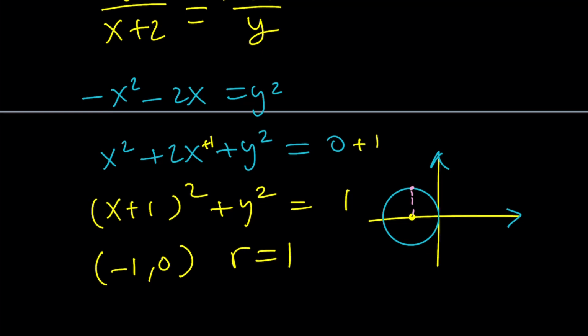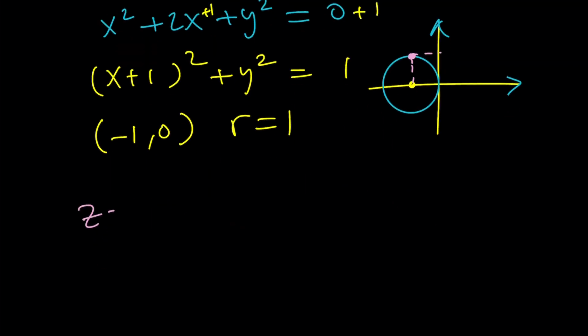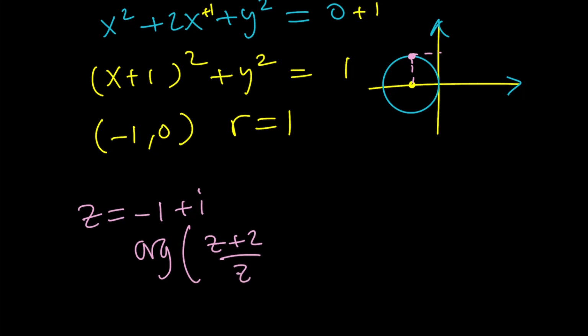So in other words, any point on this circle should satisfy our original equation, right? So let's go ahead and pick a sample. How about negative 1 plus i? If z is on the circle, which is negative 1 plus i, it should satisfy my equation, wouldn't it? Let's go ahead and find out.